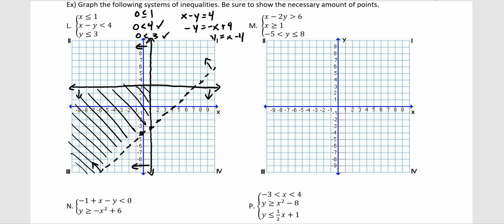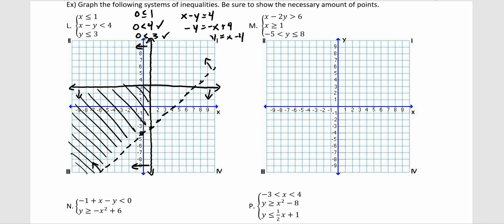There we go. Do we see how that shaded area satisfies all three inequalities? It's to the left of the vertical line, it is below the horizontal line, and it's up and to the left of the dashed line, the line y equals x minus 4. All right, why don't you all go ahead and give a shot here? Why don't you try letter M on your own? Go ahead and pause the video, try letter M. Let's see how we do.